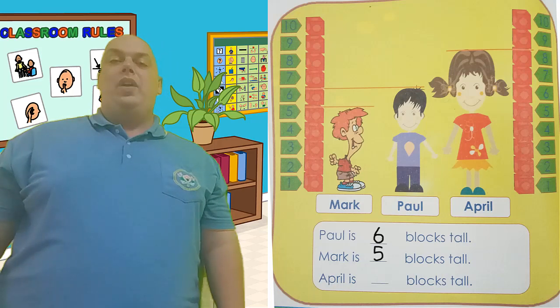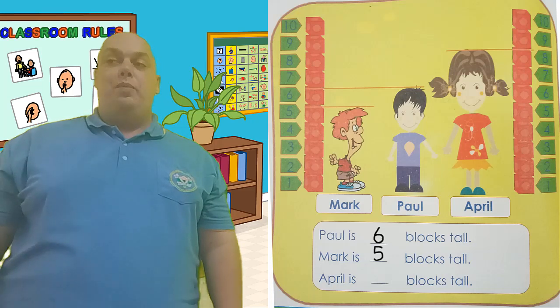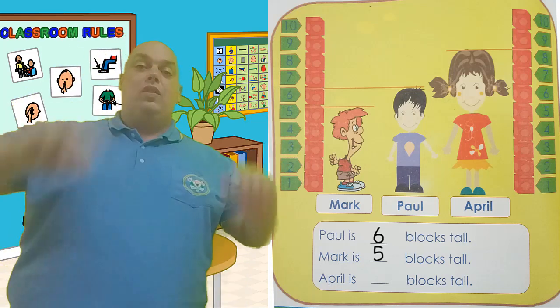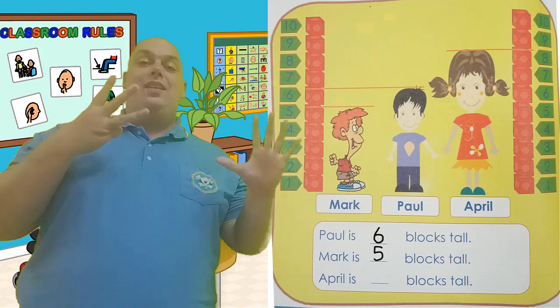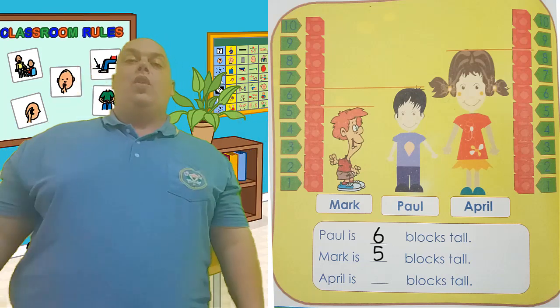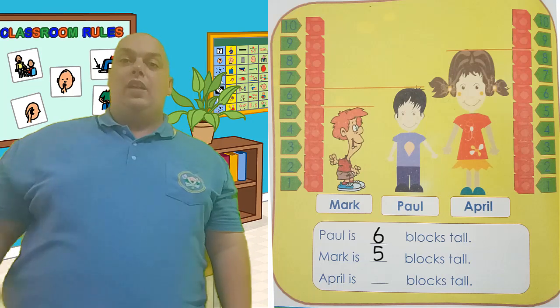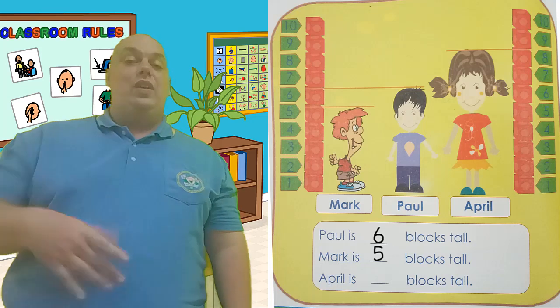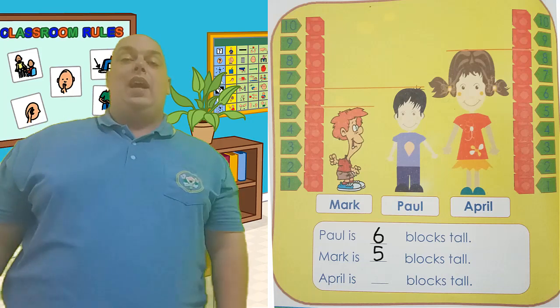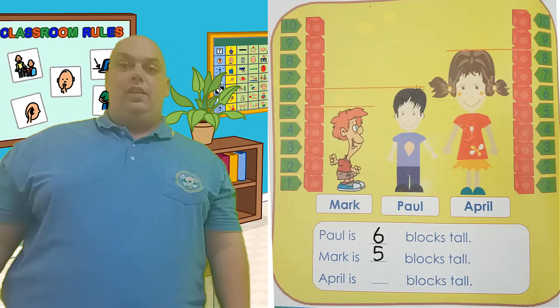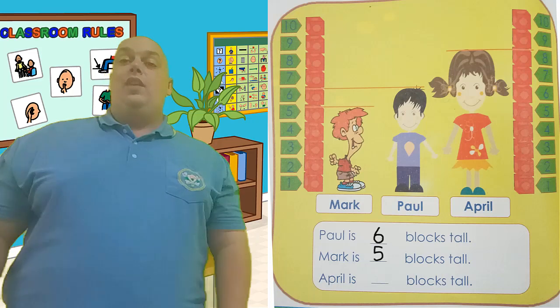Okay, next we're going to do April. Now, do you remember how many blocks tall April was? Yes, very good. April was 8 blocks tall. So write number 8 in front of April. What's that? You're waiting for me to do it? No, this one I want you to do by yourself. I already gave you the answer. All you have to do is just write number 8. Very easy. Okay, so that's the end of this page.